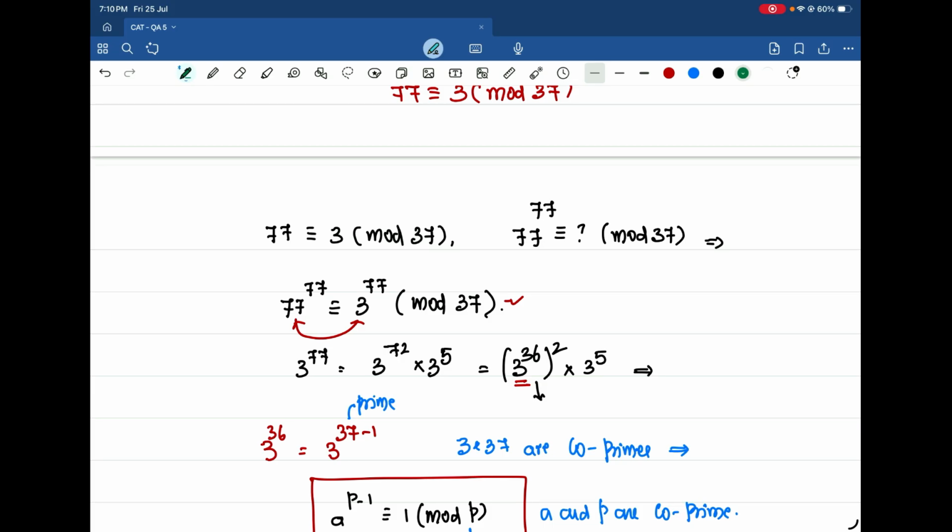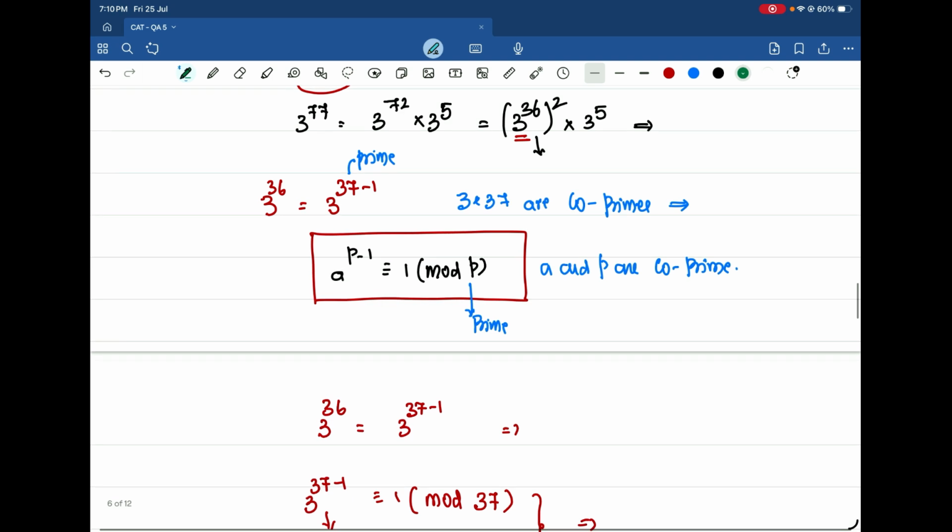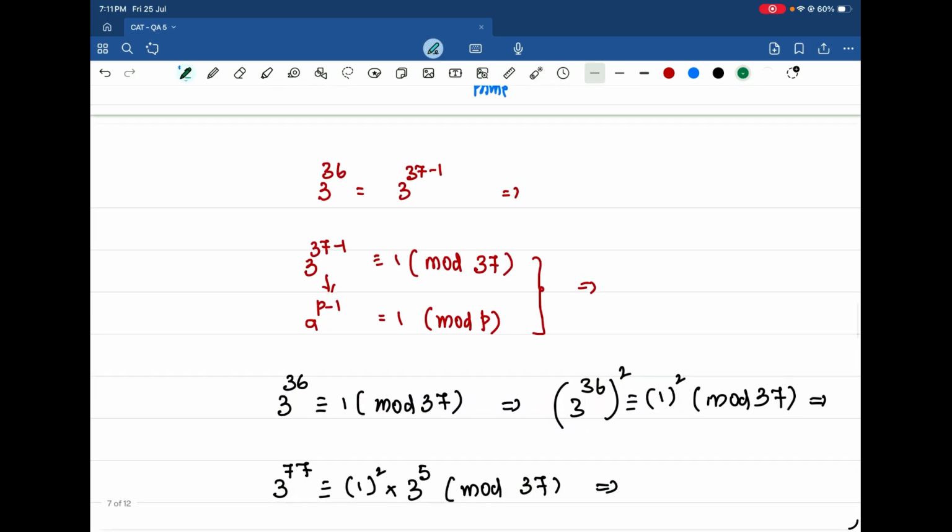3 to the power of 77 is nothing but 3 to the power of 72 into 3 to the power of 5. 3 to the power of 72 is nothing but 3 to the power of 36 whole square into 3 to the power of 5. Why have we taken it in terms of 3 to the power of 36? Because we want to apply the rule a to the power of p minus 1 equivalent to 1 mod p, where p is the prime, that is 37, a is the number, that is 3, 3 and 37 are co-primes, and p minus 1 is 37 minus 1, that is 36, so that it becomes simpler. That means 3 to the power of 36 is equal to 1 mod 37.